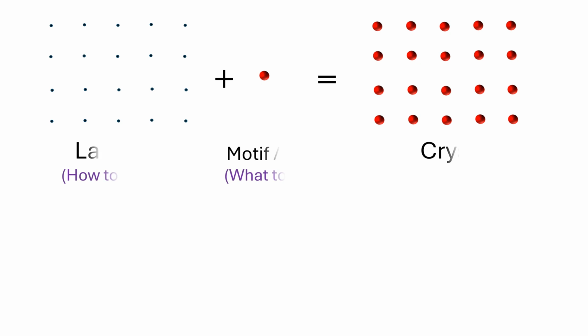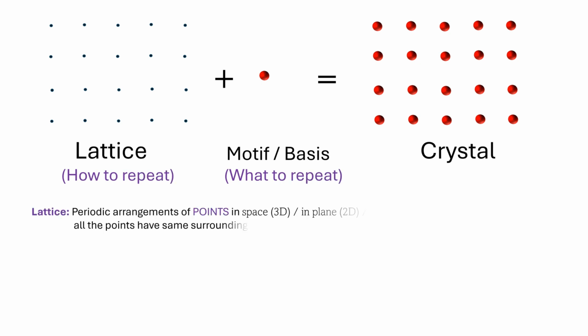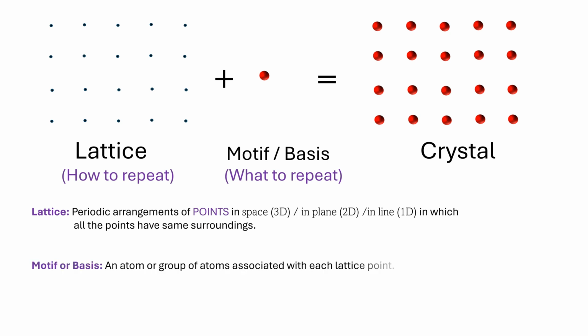Lattice is the periodic arrangement of points either in space or in a plane or in a line, where all points have the same surroundings. It represents how repetition occurs in space. Motif or basis refers to an atom or group of atoms associated with each lattice point, representing what is being repeated in space. Crystal is the 3-dimensional periodic arrangement of atoms in space.